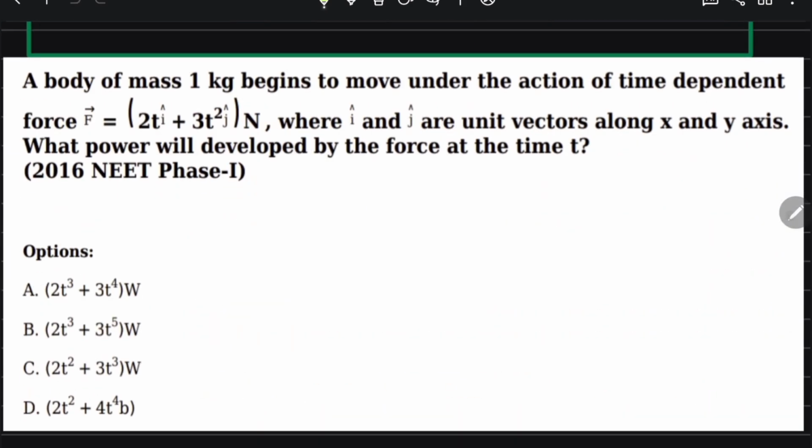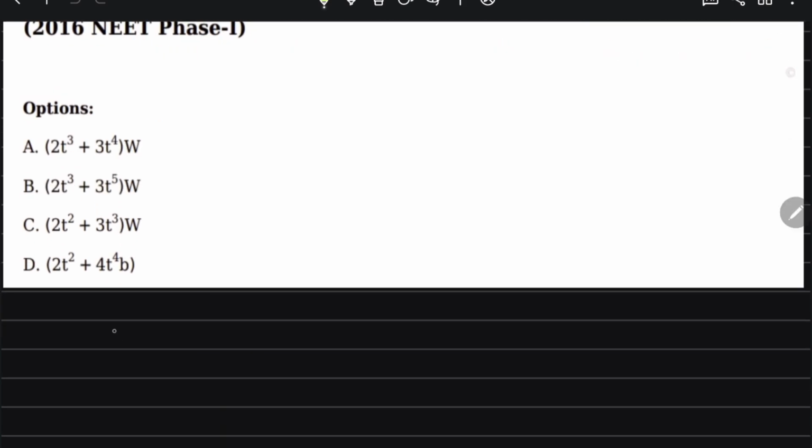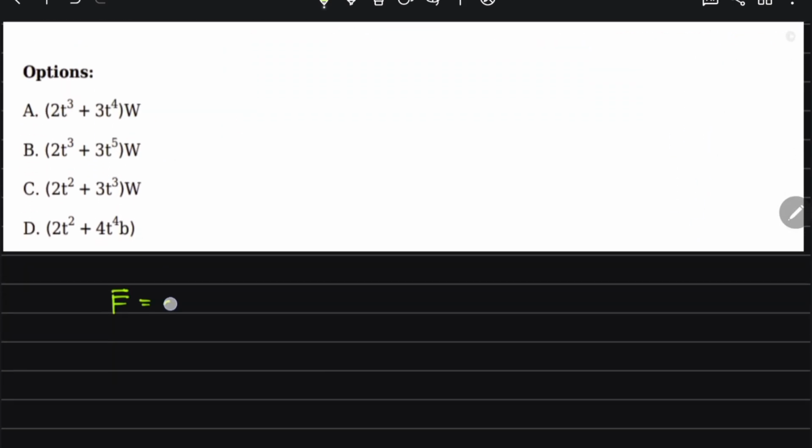A body of mass 1 kg begins to move under the action of a time dependent force, and they are asking what will be the power developed. The force they have given is 2t i cap plus 3t square j cap. The mass they have given is 1 kg, and they are asking for power. Power is equal to force dot velocity.